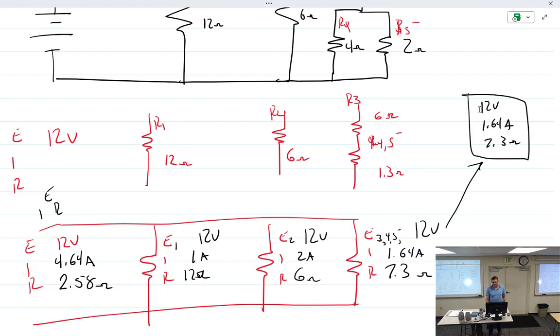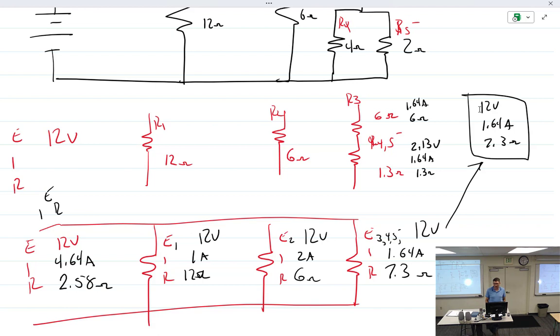So what is the one constant in a series circuit that we know? Amps. So this is 1.64 amps at 6 ohms. This is what? 1.64 amps at 1.3 ohms. So what is the voltage drop here of 4, 5? Which is I times R. Did I lose everybody on that one? 2.13 volts. That's the voltage drop across 4 or 5.